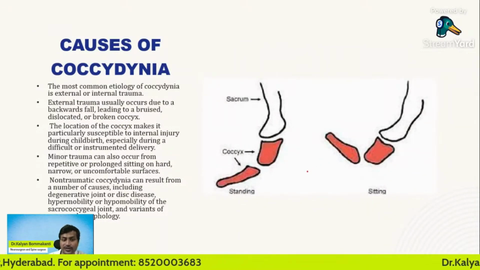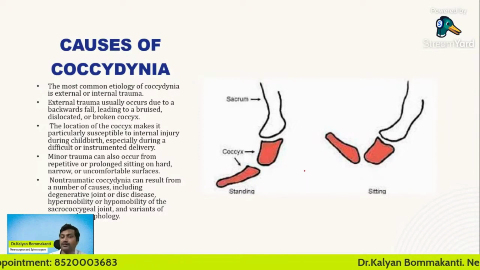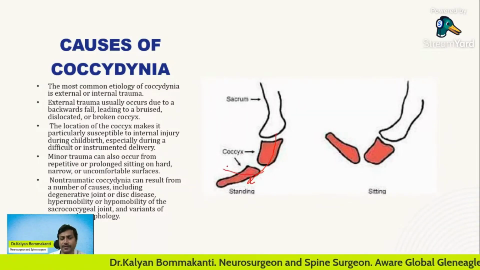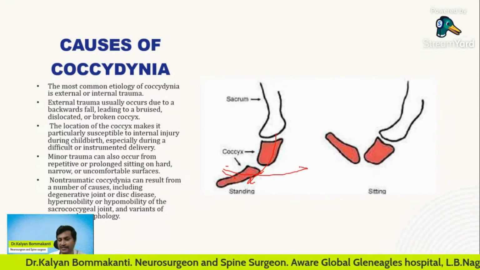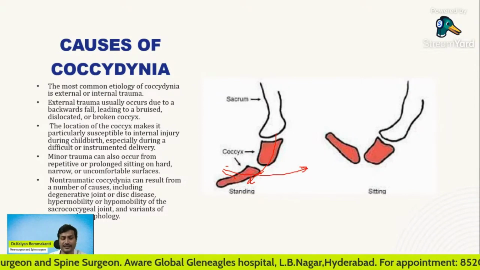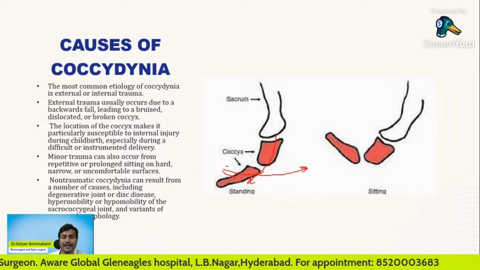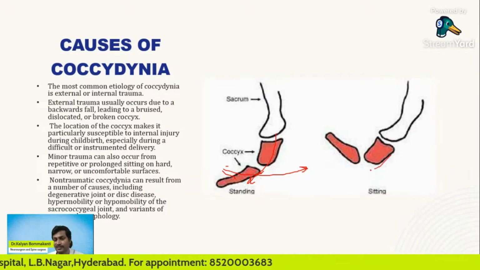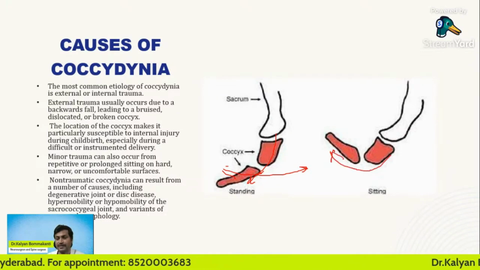There are non-traumatic causes which are equally causative for coccydynia. This is the coccyx, a coccyx which is hypermobile, moving excessively forward or excessively backward, or a coccyx which is not at all mobile, which is rigid. These are the non-traumatic causes of coccydynia. See this example. Here the coccyx is hypermobile. So this causes coccydynia by putting pressure on the ligaments.